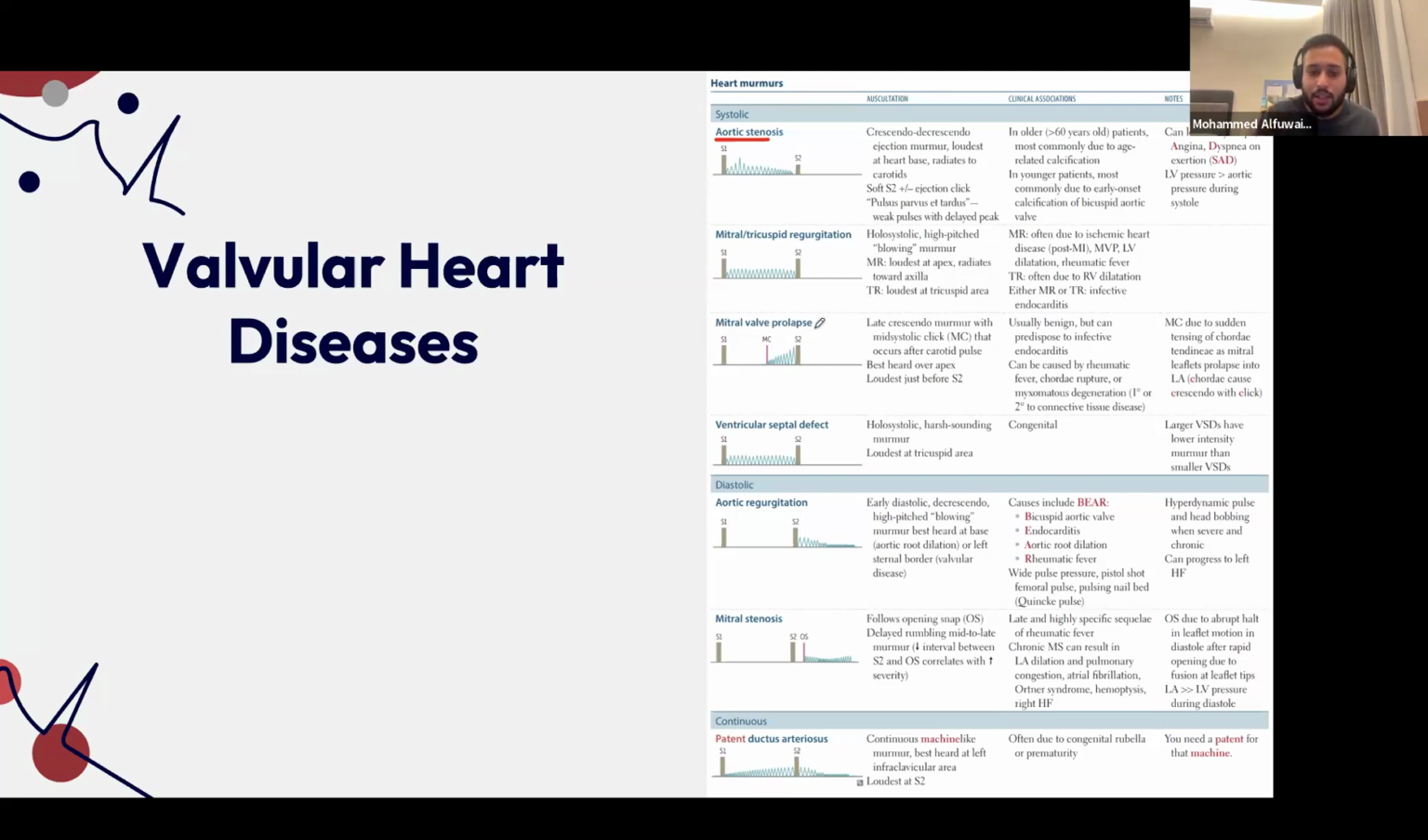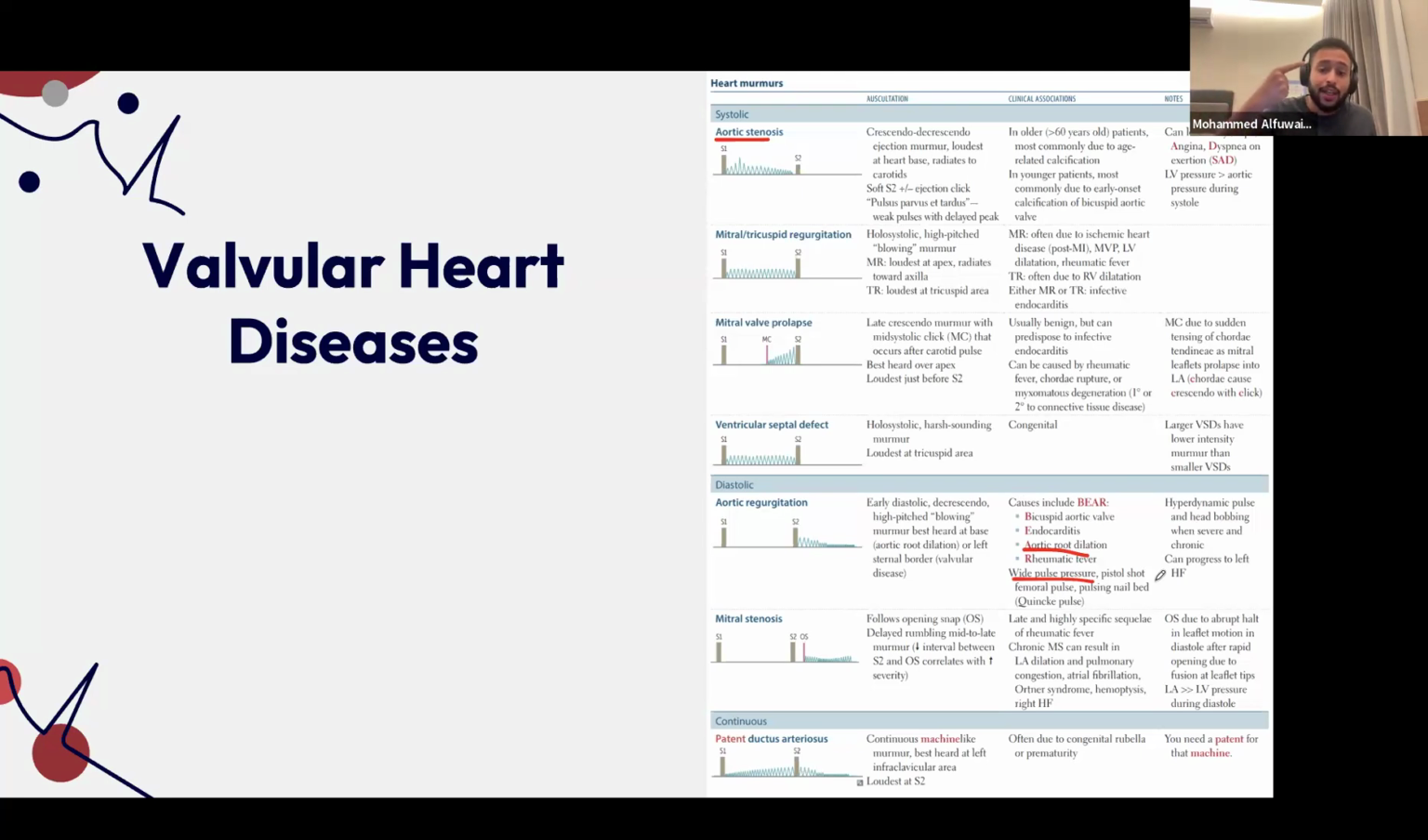Prolapse has a mid-systolic click. VSD, I'll explain in the congenital cardiac section quickly later on. Aortic regurgitation again happens typically with rheumatic fever or aortic root dilation, which happens in aortic dissection, okay? And then endocarditis can cause it, and bicuspid aortic valve. Importantly, I already mentioned, widened pulse pressure. The systolic is going to be high, diastolic will be low. So you'll have the widened pulse pressure.